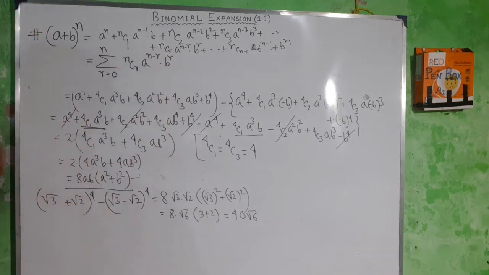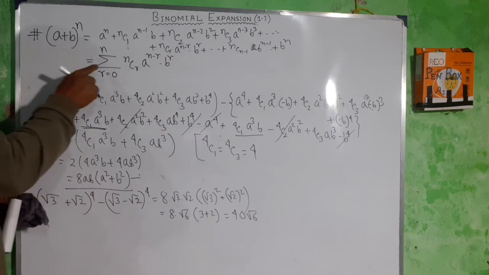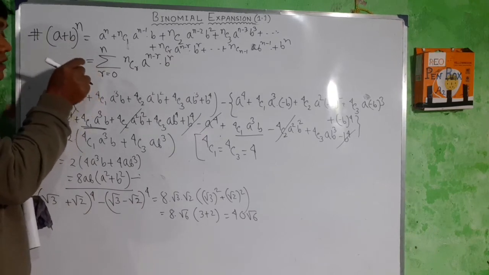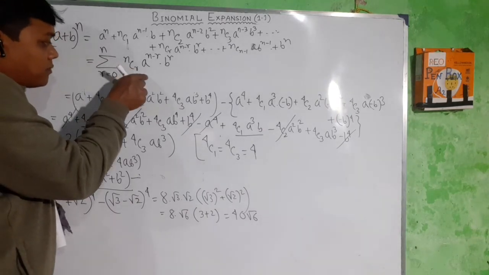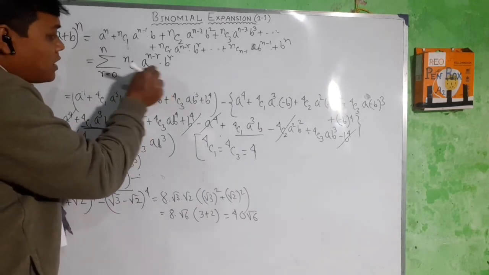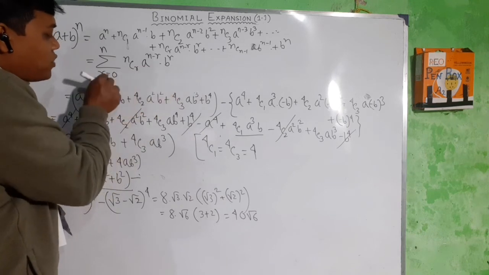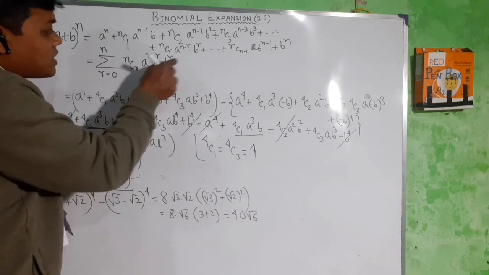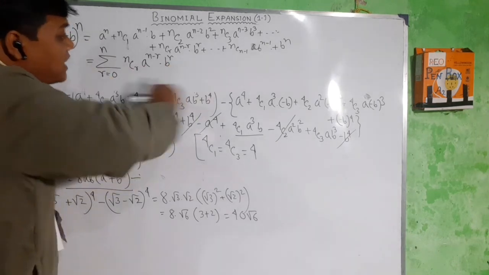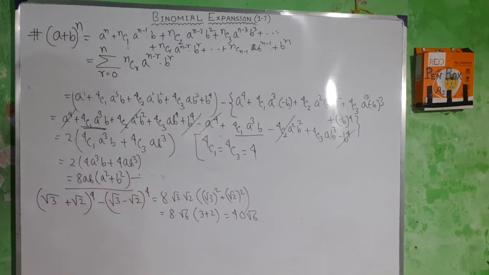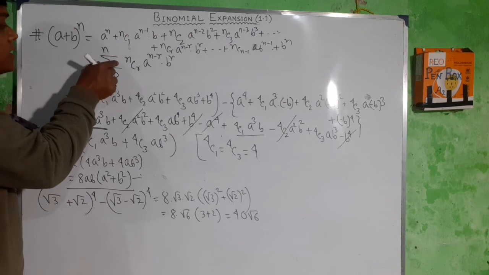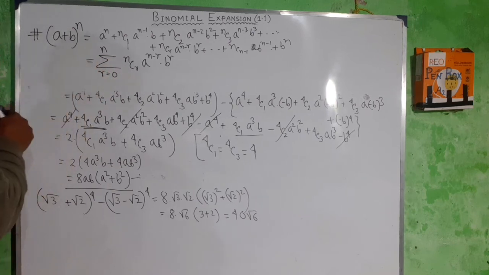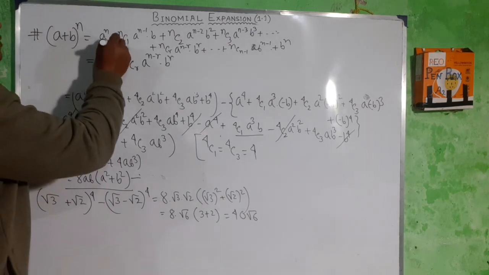This is the summation symbol. That means you put r equals 0 and write down the first term, then put r equals 1, then the second term, then put r equals 2 in this expression and write down the third term, and adding all the terms, you will get the whole sum, which is symbolized by summation. So that means this expression.